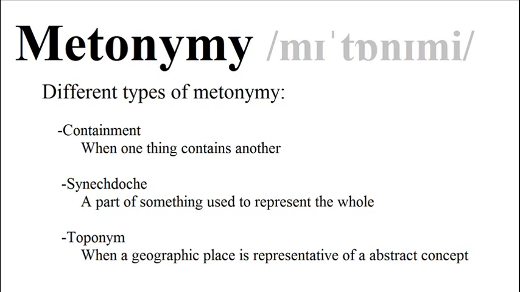So I'm going to draw your attention to three major uses of metonymy today. The first is called containment. It's a type of metonymy that is based upon one thing containing another thing. So an example of this could be when you use the word dish to refer not to the plate itself, but the food it contains. So in a sentence it would be, "I enjoyed the entire meal, but that third dish was my favorite."